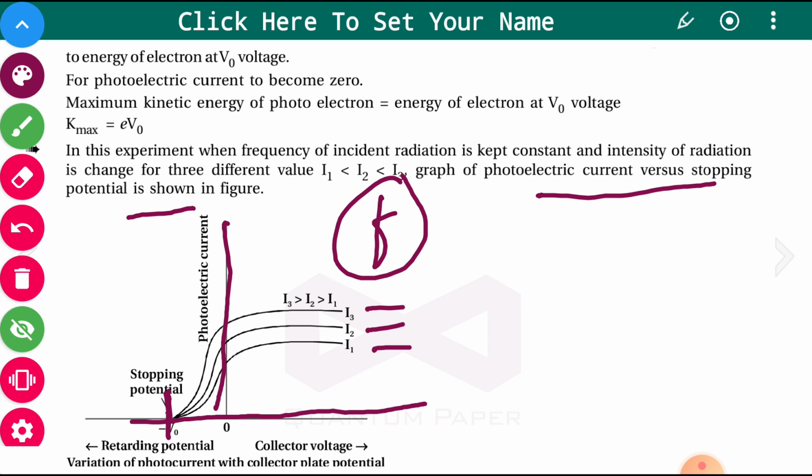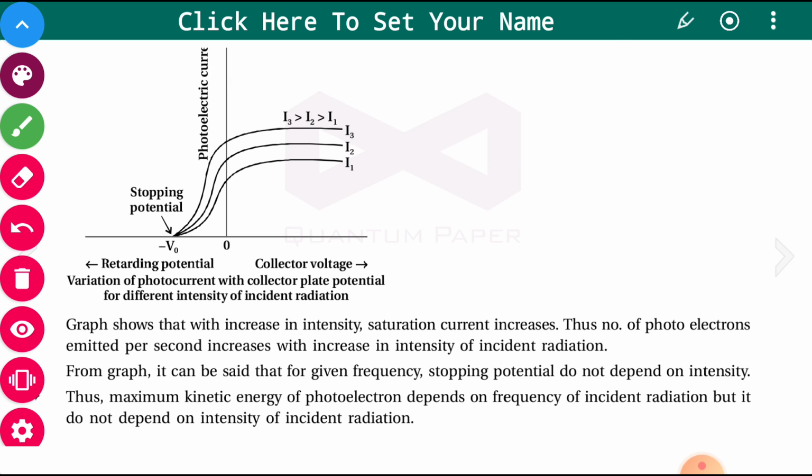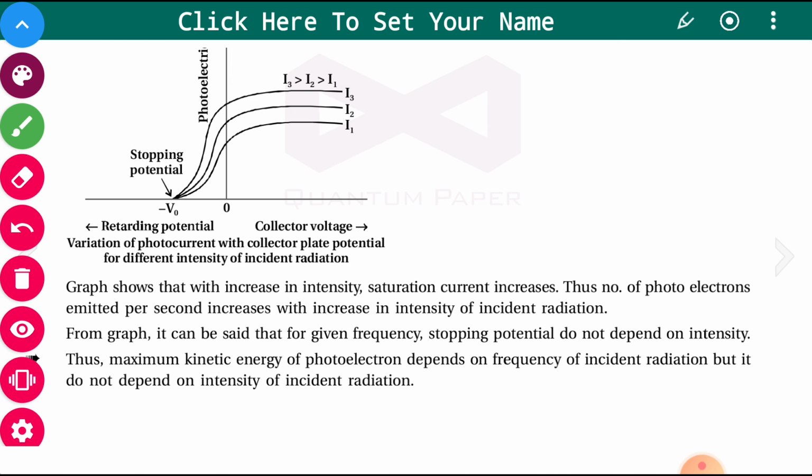Photoelectric current has increased. As intensity increases, photoelectric current increases, but the energy of the electrons does not increase. They are stopped at the same potential. The graph shows that with an increase in intensity, saturation current increases. That is, more electrons are emitted with intense light. Thus, the number of photoelectrons emitted per second increases with an increase in intensity of incident radiation.